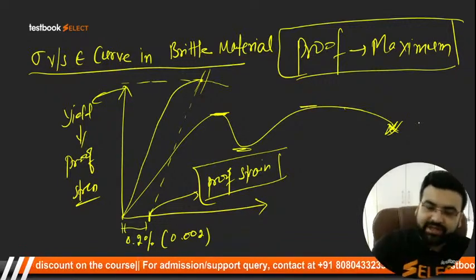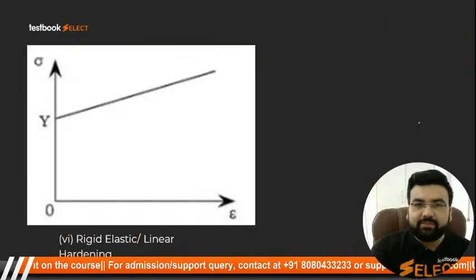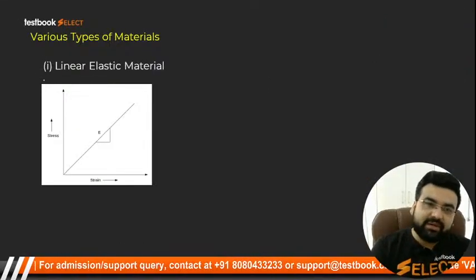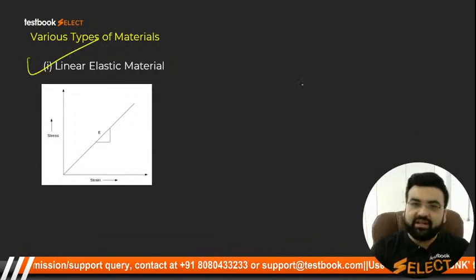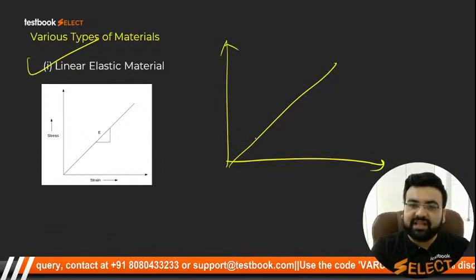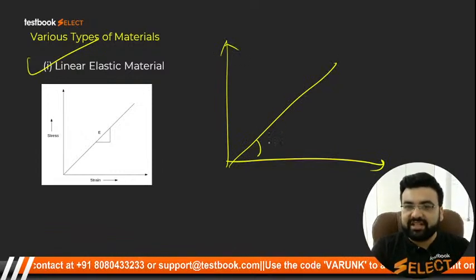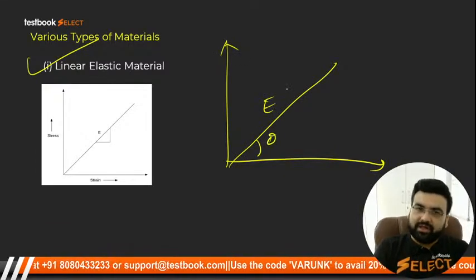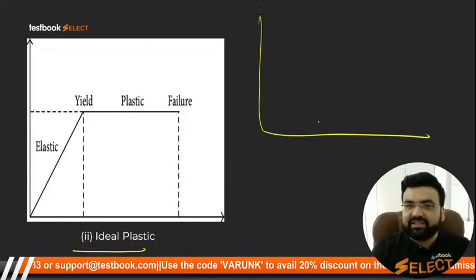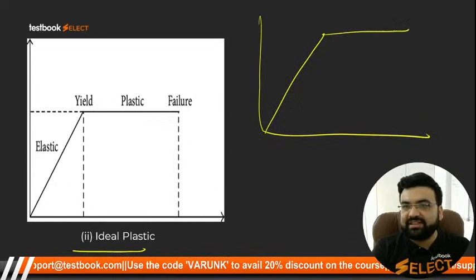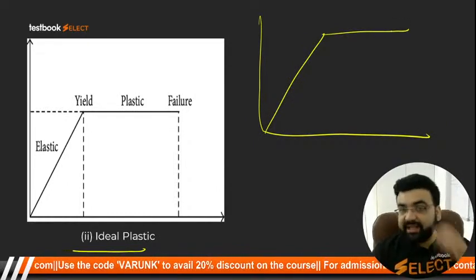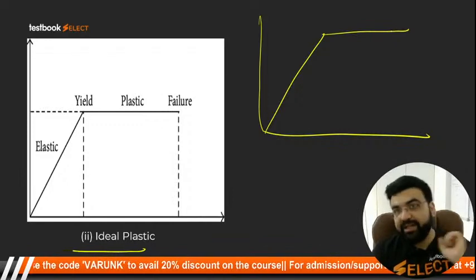Clear? Now students, let us understand the different types of materials that we have in the strength of materials. The first material is called the linear elastic material, in which the stress versus strain curve is completely linear. Then we have ideal plastic. Initially they show elastic behavior, and after that they show the plastic behavior. So these materials are said to be the ideal plastic materials.